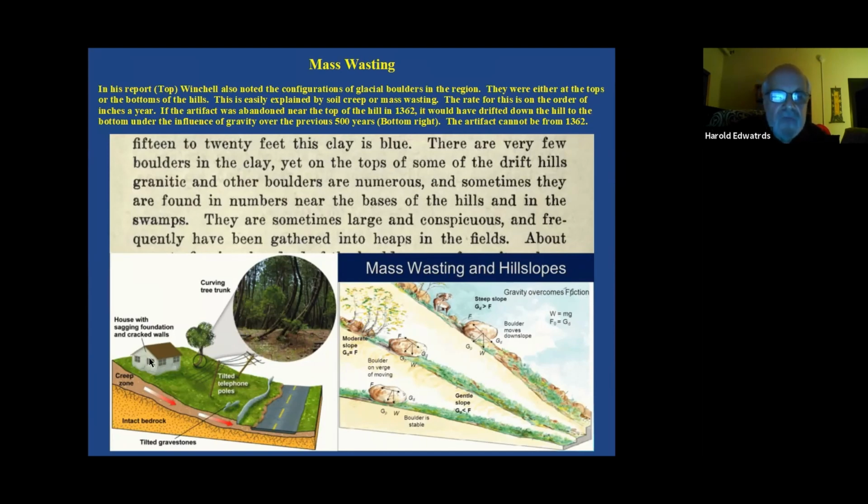There'll be cracks in foundations. And what's going on is this top layer of soil is actually flowing down slope. Boulders on the surface are also going to wander down to the bottom of the hill. This phenomenon takes place in the order of inches a year. So what that means, if a stone was at the top of the hill in 1362, it should have been found at the bottom of the hill in 1898. And the fact that it was not found there is another indicator the stone artifact is probably a fake.